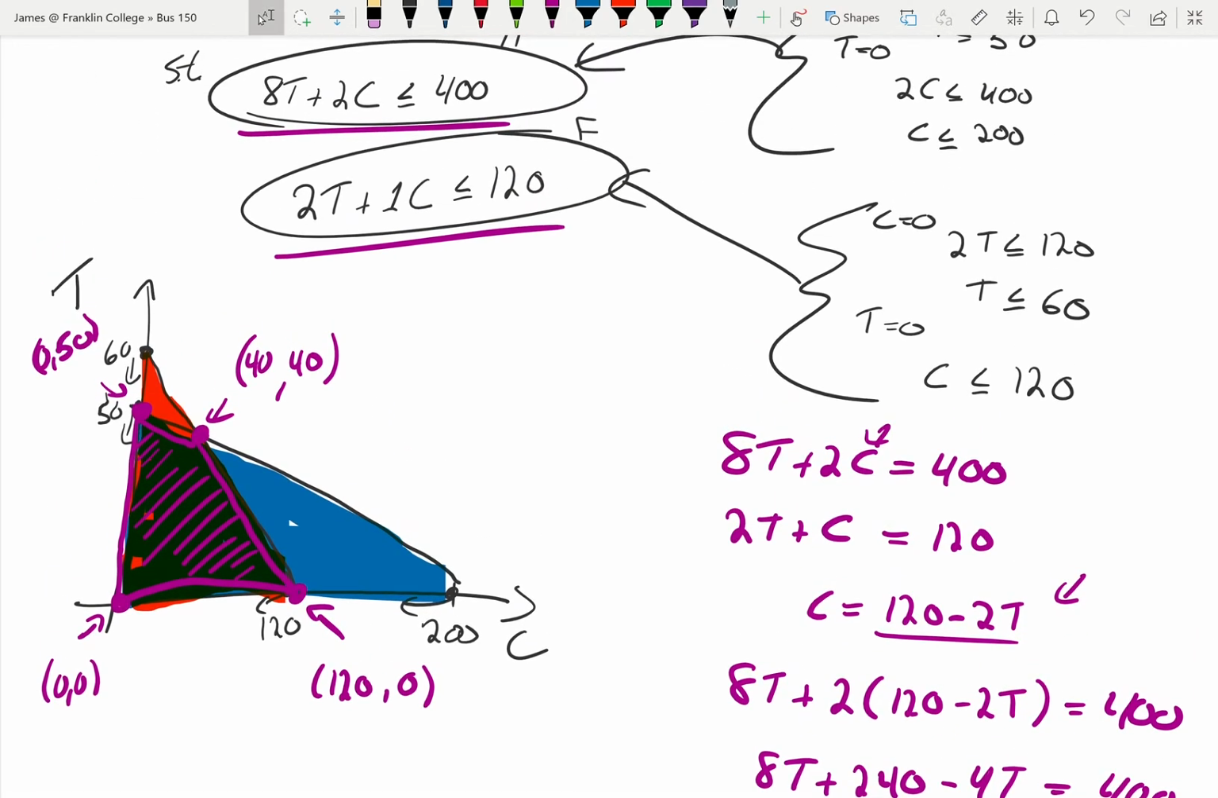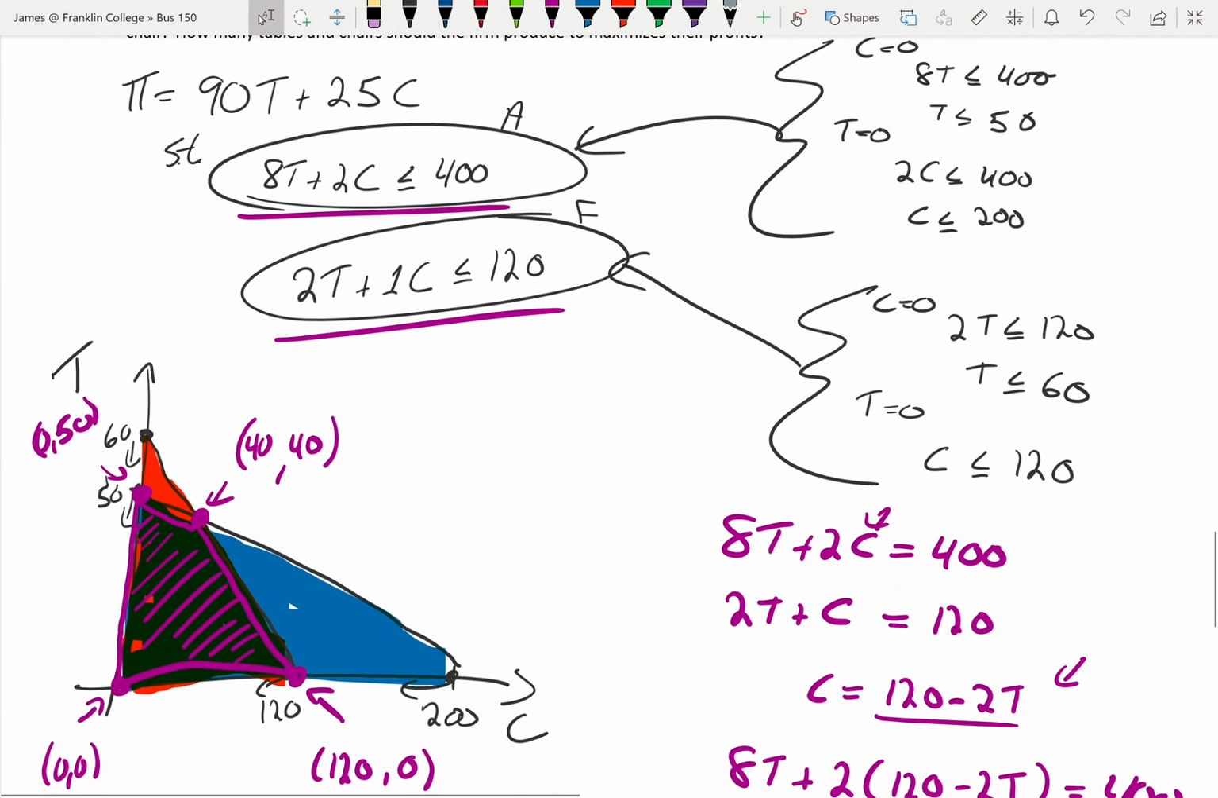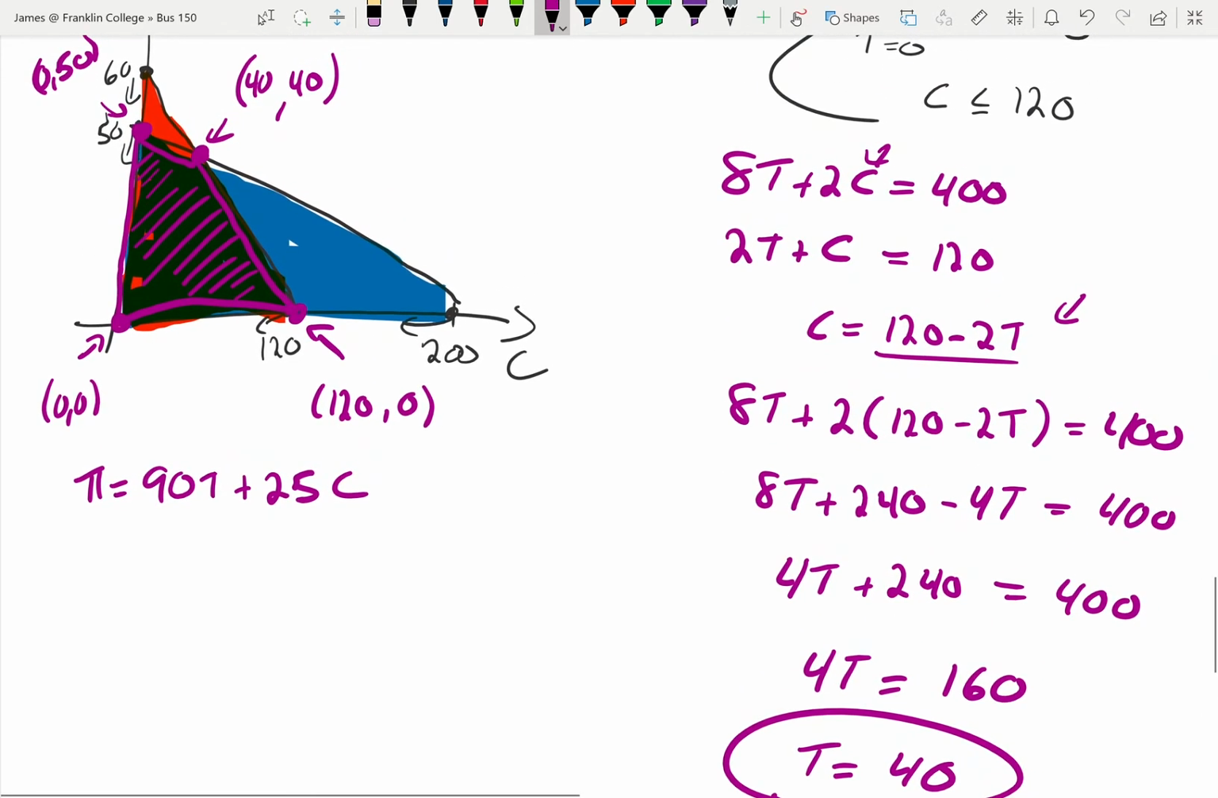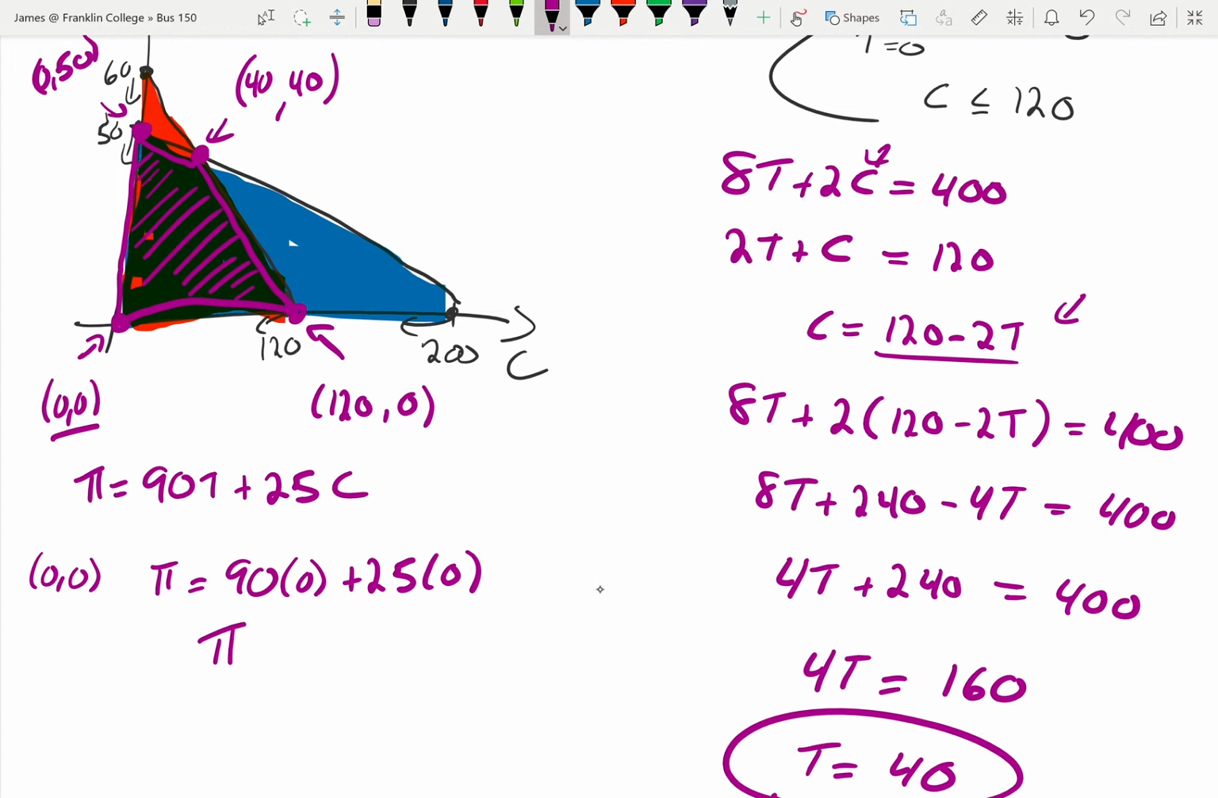And we're going to have to plug all 4 of those points back into this profit function that we originally came up with. So remember, P profit equals 90t plus 25c. And we're going to plug in all 4 points. So let's start off with what I would say is the easier one. For the point 0, 0, we're going to have profit equals 90 times 0 plus 25 times 0, or profit equals 0.